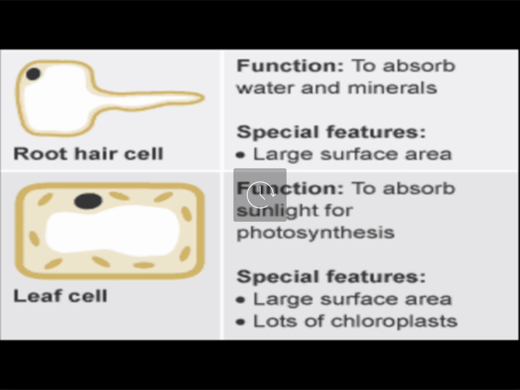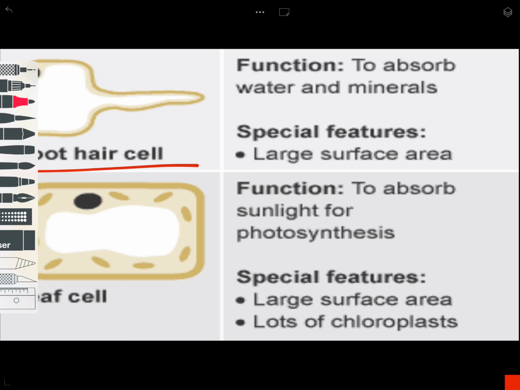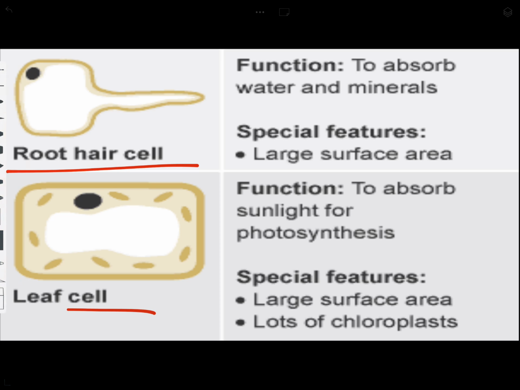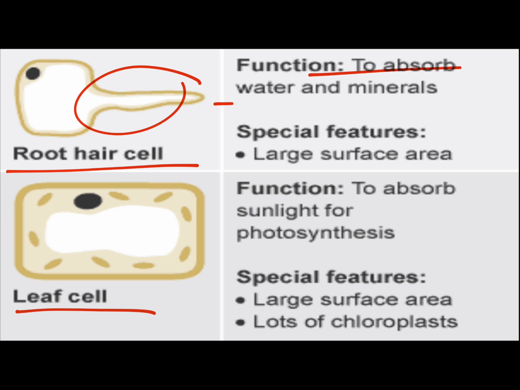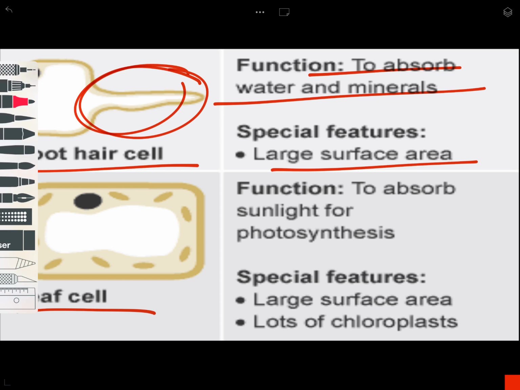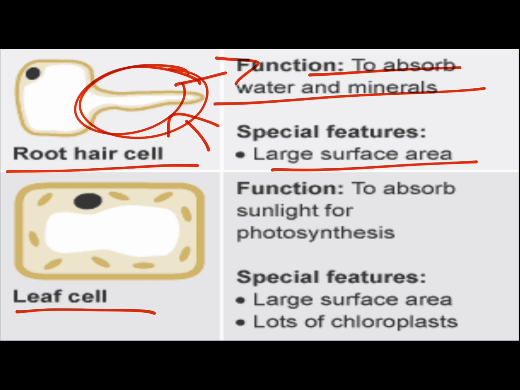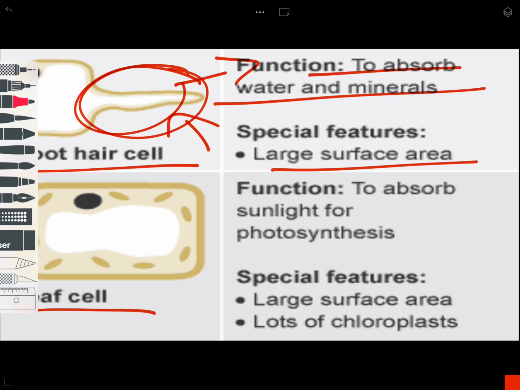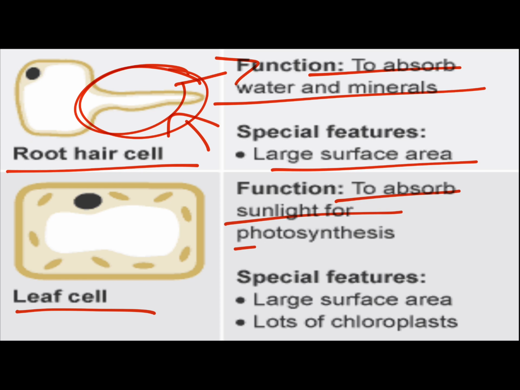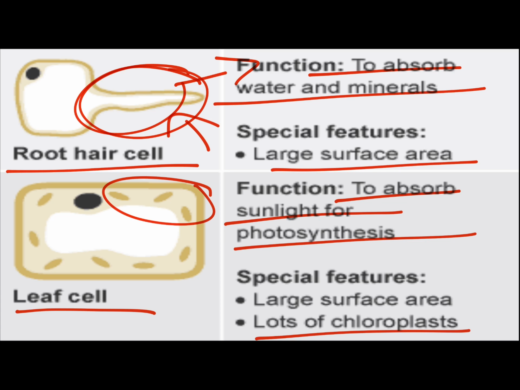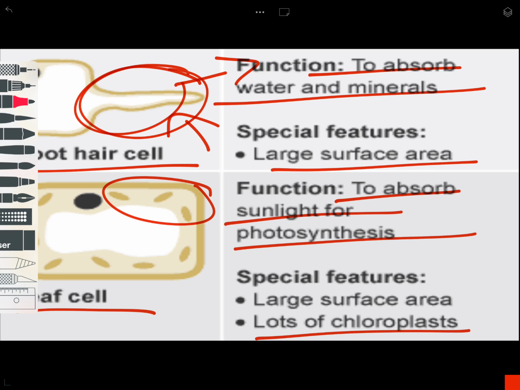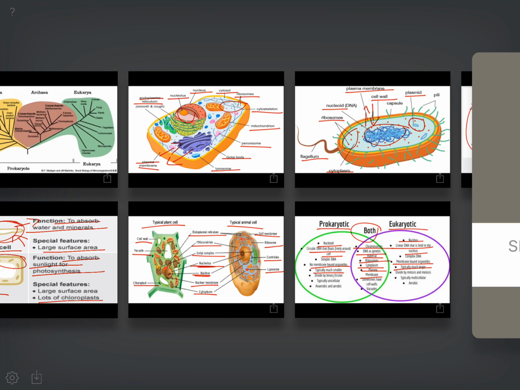Here are two types of specialized cells. At the top we have a root hair cell, and on the bottom we have a leaf cell. The function of the root hair cell is to absorb water and minerals, so it has a large surface area to allow molecules to diffuse in and out of the cell. And for the leaf cell, its function is to absorb sunlight for photosynthesis, so it has lots of chloroplasts. For example, if it didn't have any chloroplasts, it would become useless for the cell.